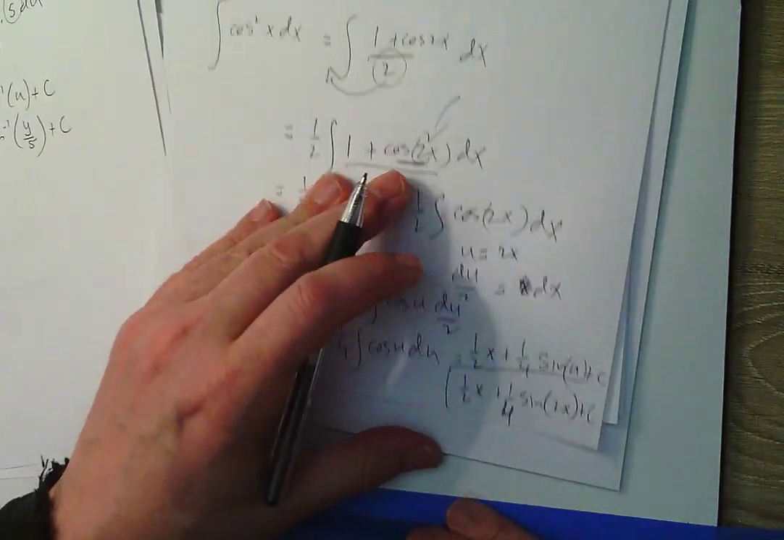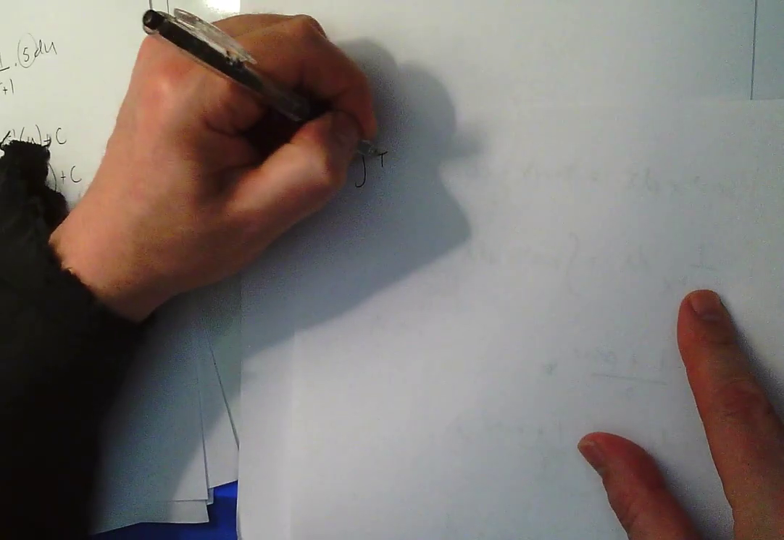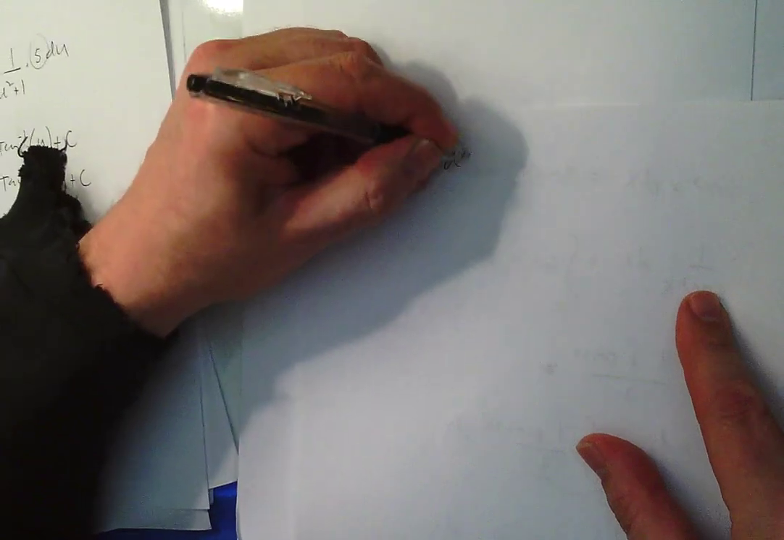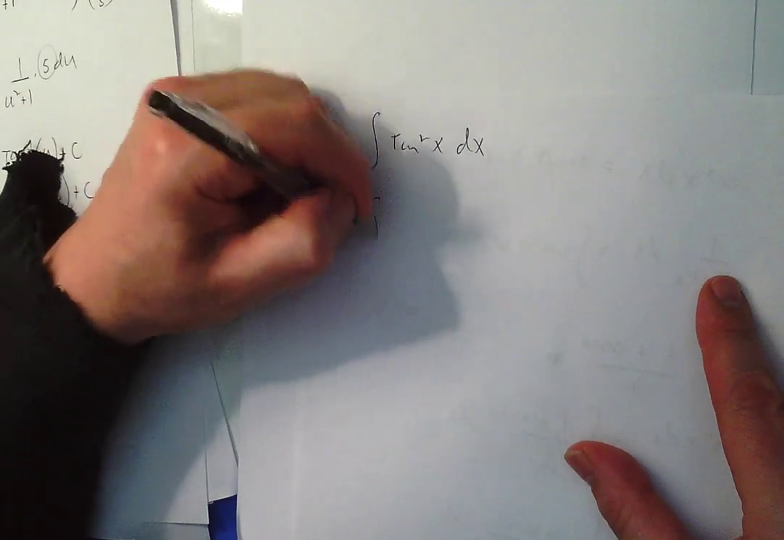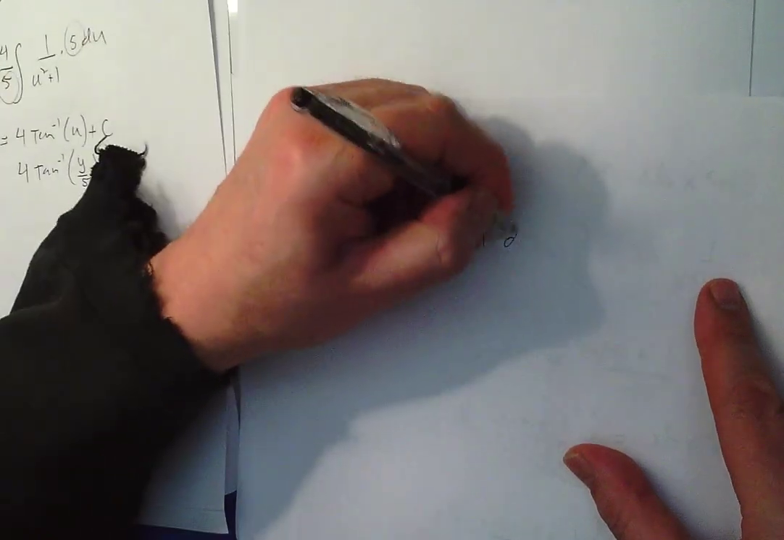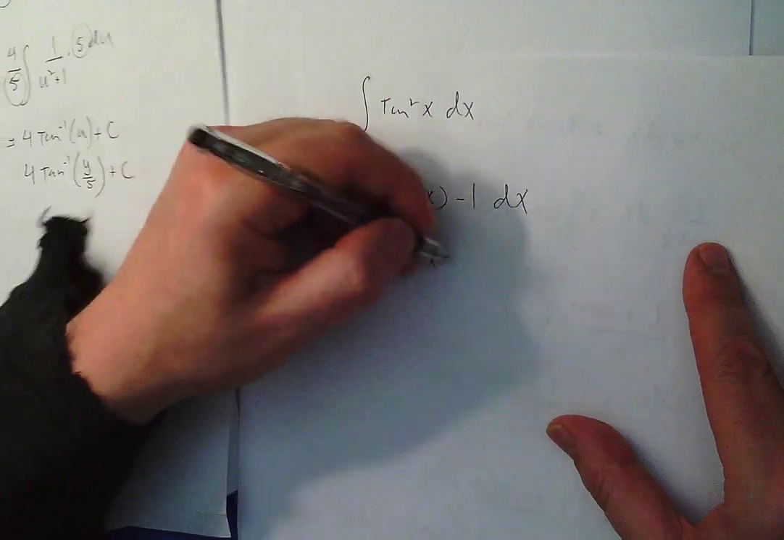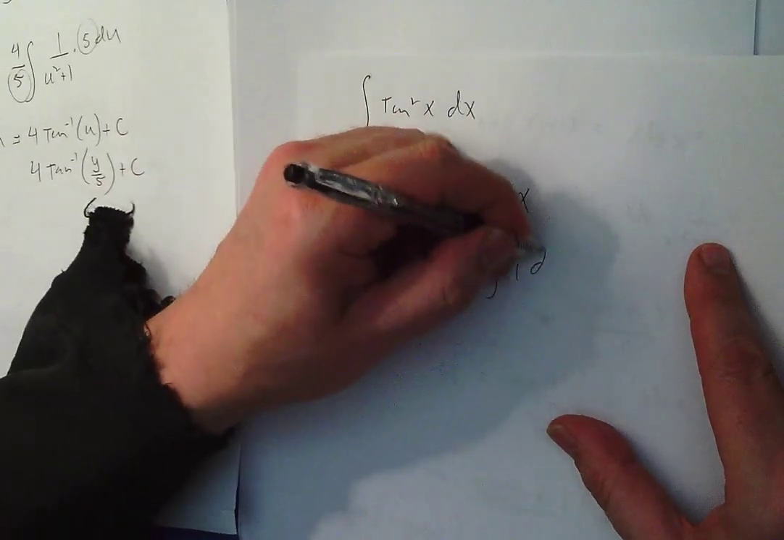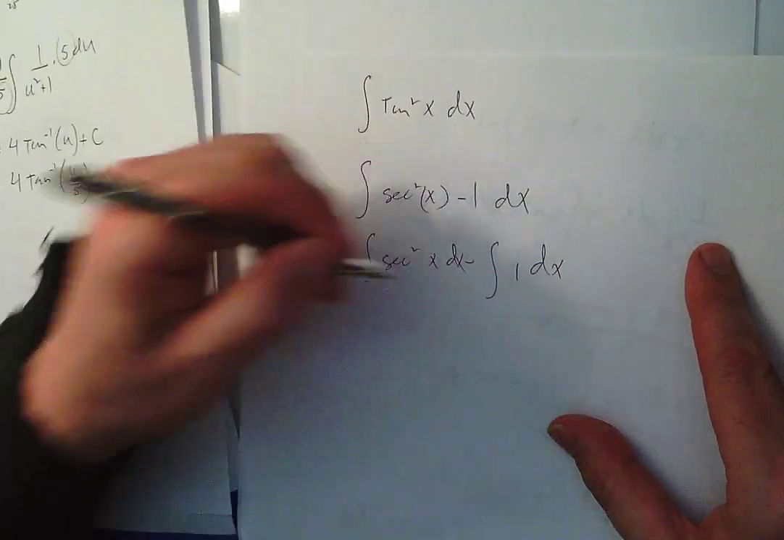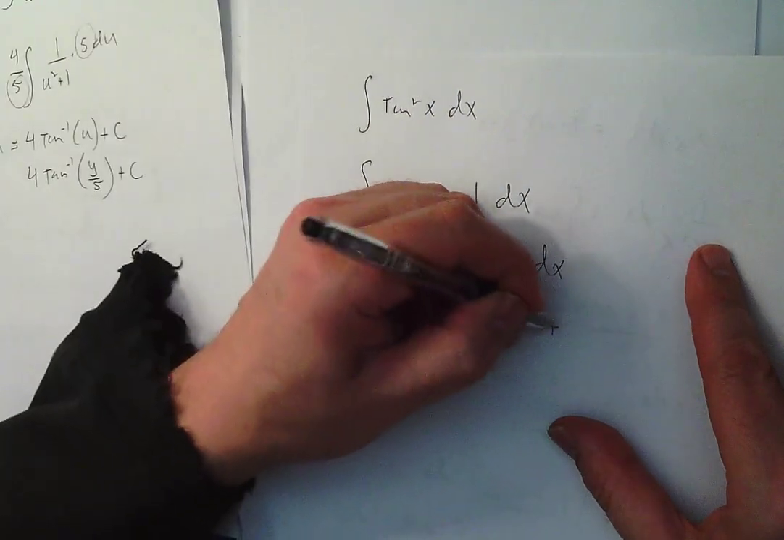Okay, let's take a look at two more. The integral of tangent squared x dx. This is going to be a trig substitution, secant squared minus 1. The antiderivative of secant squared minus the antiderivative of 1. Well, that's tan x minus x plus c.